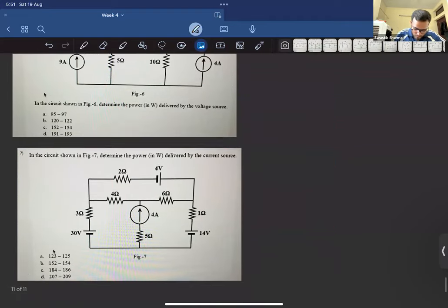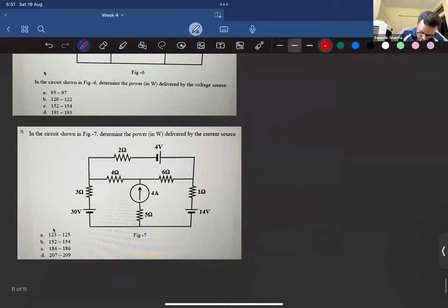Here we are required to find the power supplied by this 4 ampere current source. If you find the voltage across it, you can find the power. So what do you do? You have three nodes, V1, V2, V3. Apply nodal analysis, and let's call the source voltage VS. After applying nodal analysis, you have three equations and three variables. Solve it and you'll get V2.